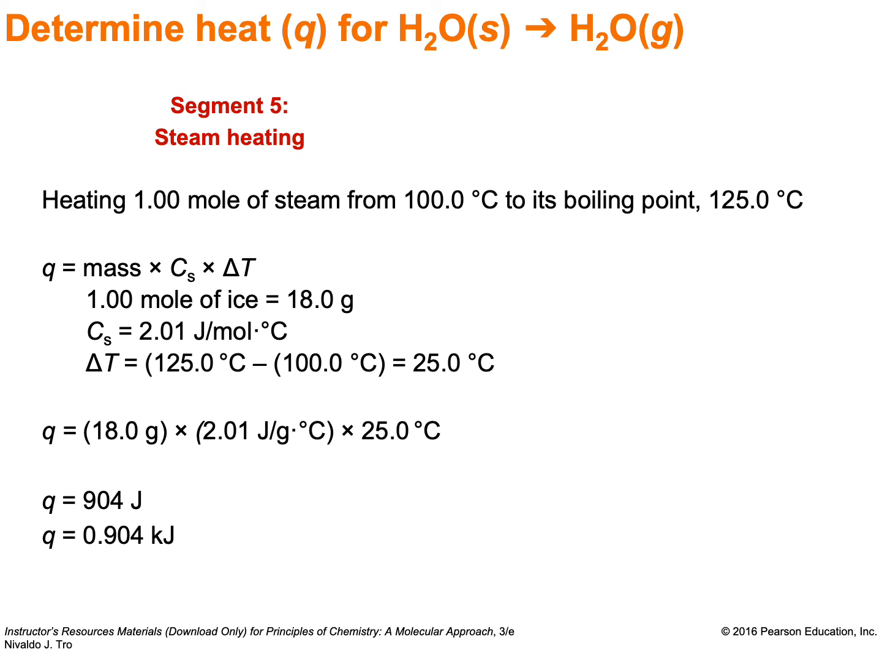In the final step, we said we wanted to convert it to a final temperature of 125. So we know we're going to be in the gas phase from 100 to 125. Delta T, therefore, is 25. This time we're using the specific heat, C sub s. That is a value for water in the gas phase, all different than water in the liquid phase, different than water in the solid phase. It has a value of 2.01 joules per gram per degree C. And you do this calculation and you get Q equal to 0.904 kilojoules.